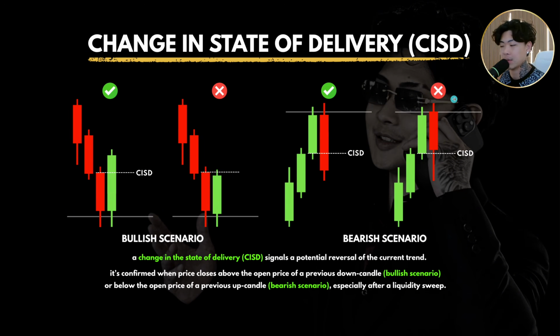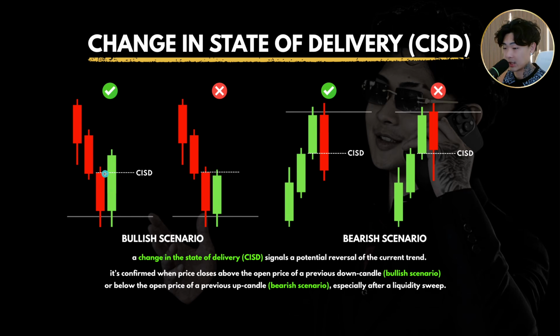So some of you guys may have already heard this. Change in the state of delivery is simply a signal of a potential reversal. So whenever you see this, it is a potential signal that price is ready to start moving in the opposite direction. It's confirmed when price closes above the open price of a previous down candle in a bullish scenario. So you see here we closed above the open price of that candle. If you refer back to open, high, low, and close, you should know these terms.